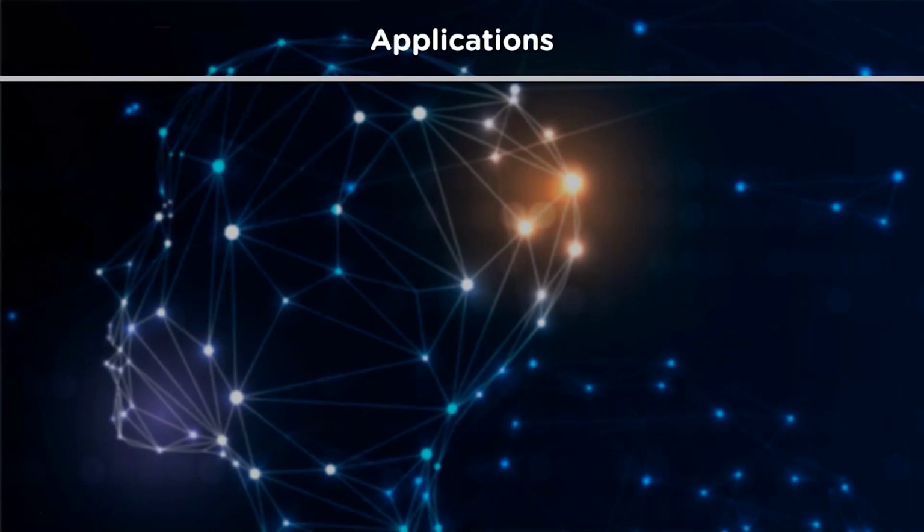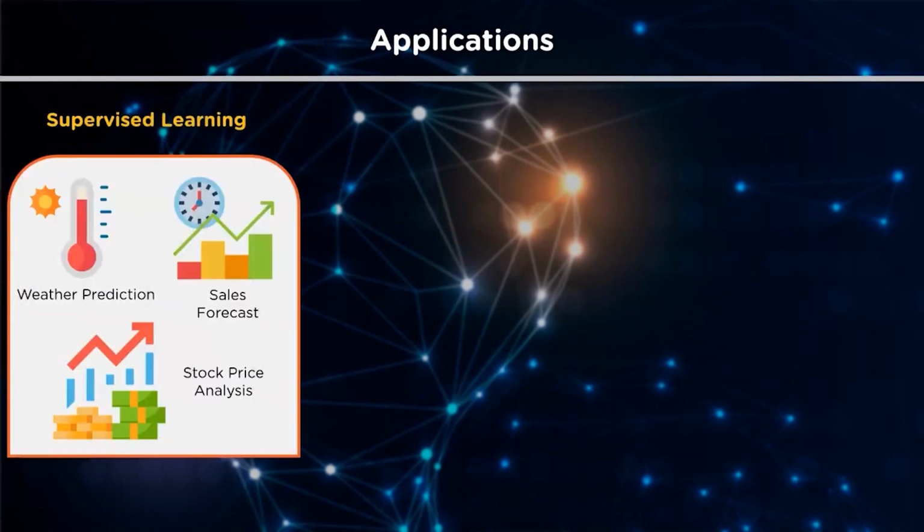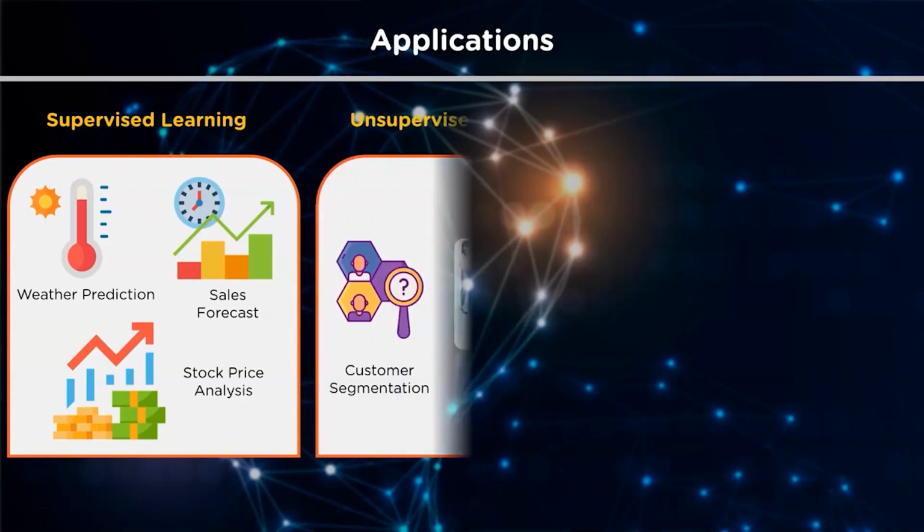Now, let's look at a few applications of supervised, unsupervised, and reinforcement learning. As we saw earlier, supervised learning is used to solve classification and regression problems. For example, you can predict the weather for a particular day based on humidity, precipitation, wind speed, and pressure values. You can use supervised learning algorithms to forecast sales for the next month or the next quarter for different products. Similarly, you can use it for stock price analysis or identifying if a cancer cell is malignant or benign.